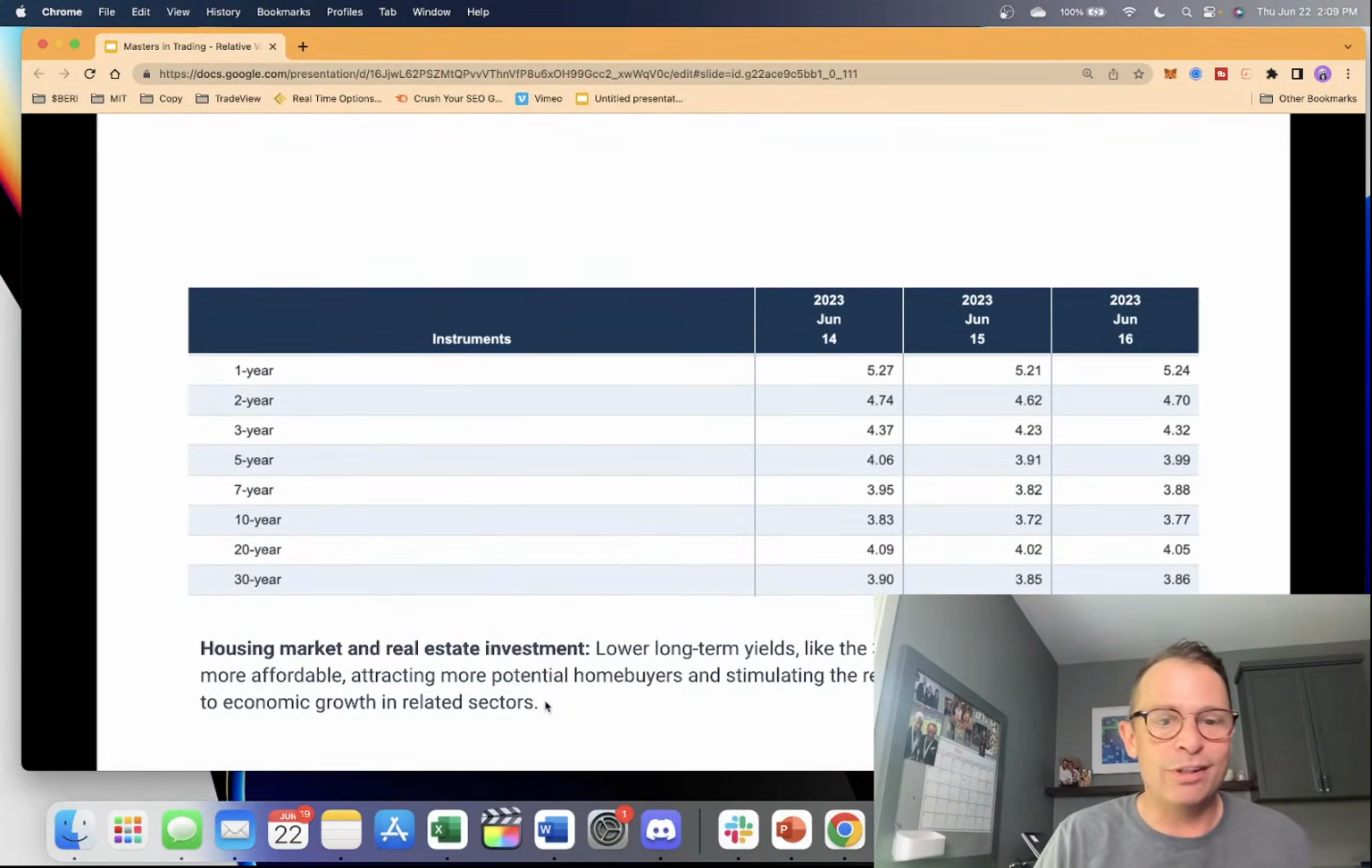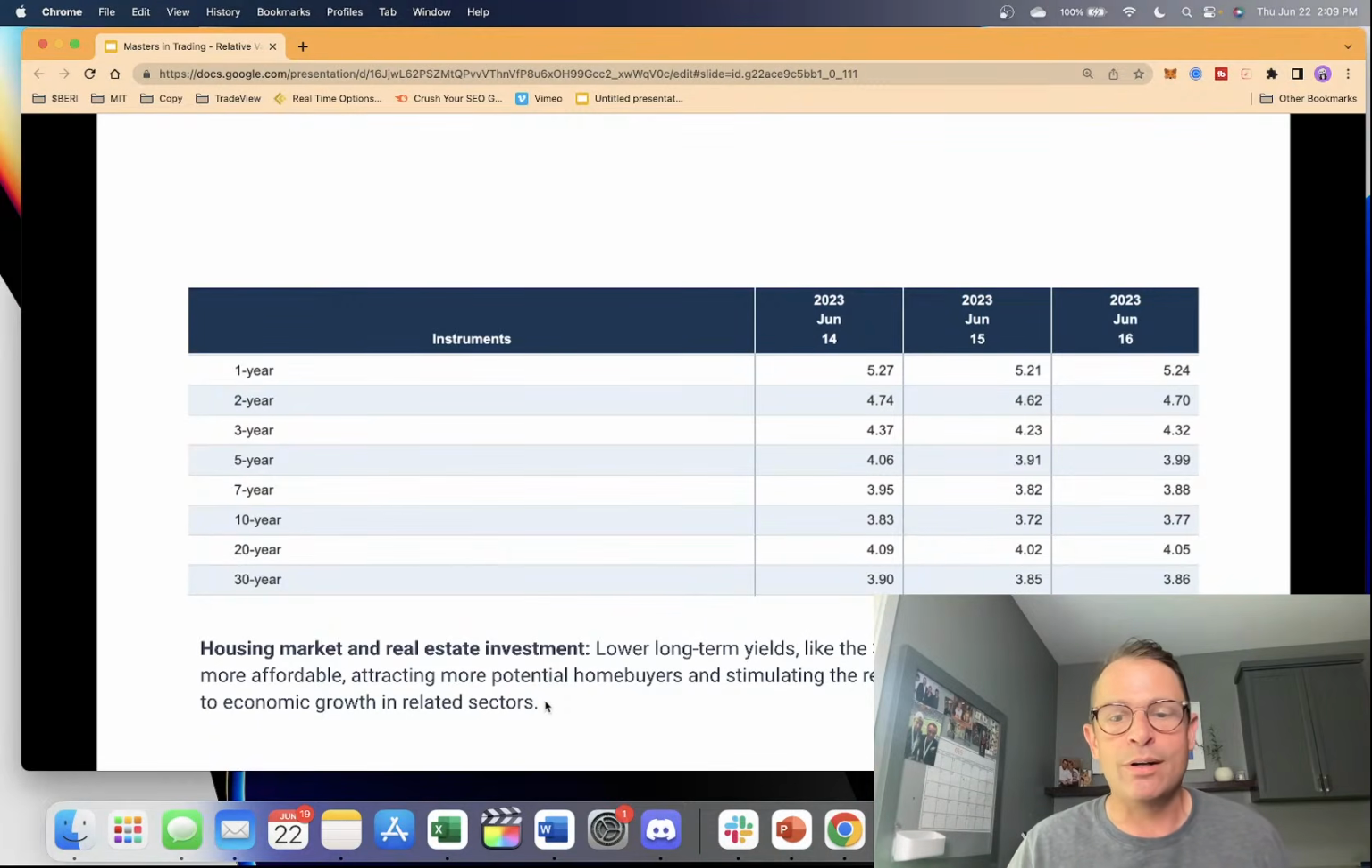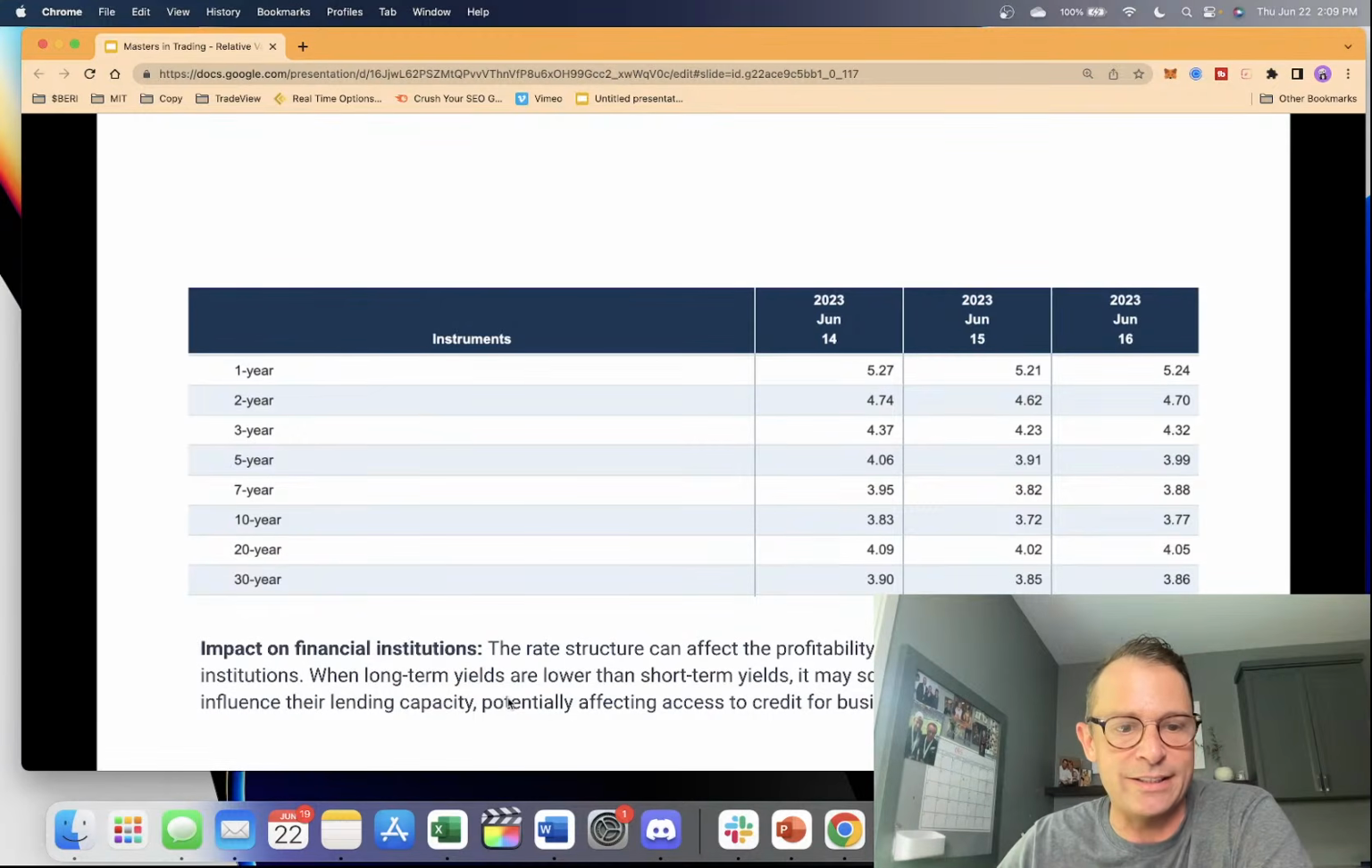Housing market, real estate, this doesn't really play out. Lower long-term yields like the 30-year can make housing more affordable, but the 30-year was less. So this isn't even playing out either. So there are a lot of reasons. Again, we've already seen this with some banks, impact on financial institutions. When the yield curve goes inverted, it's a mess all the way around.